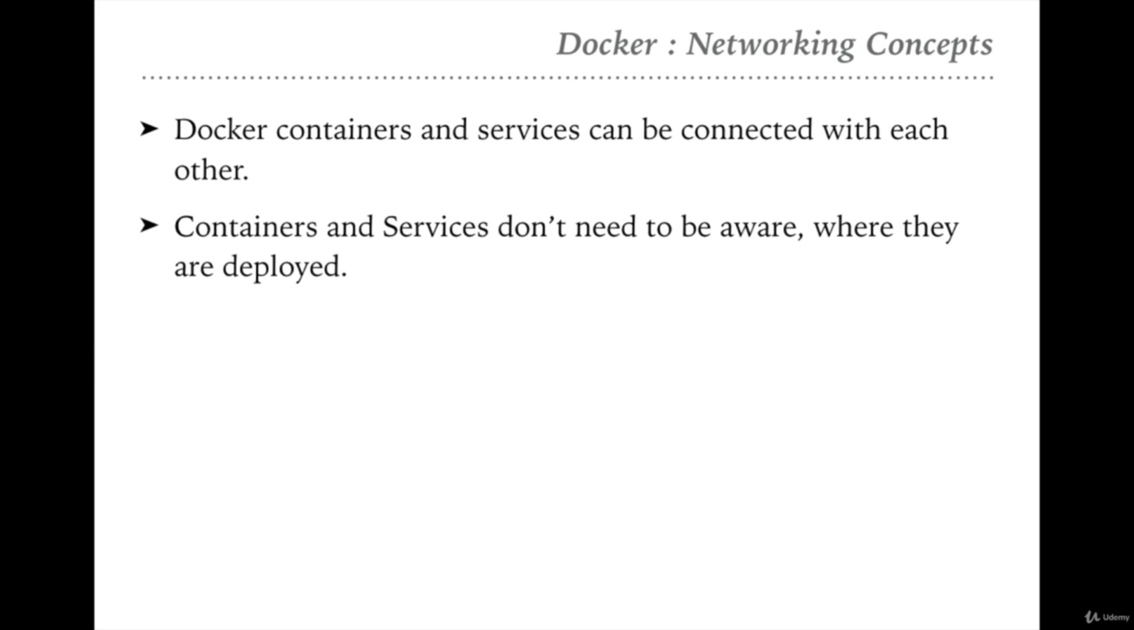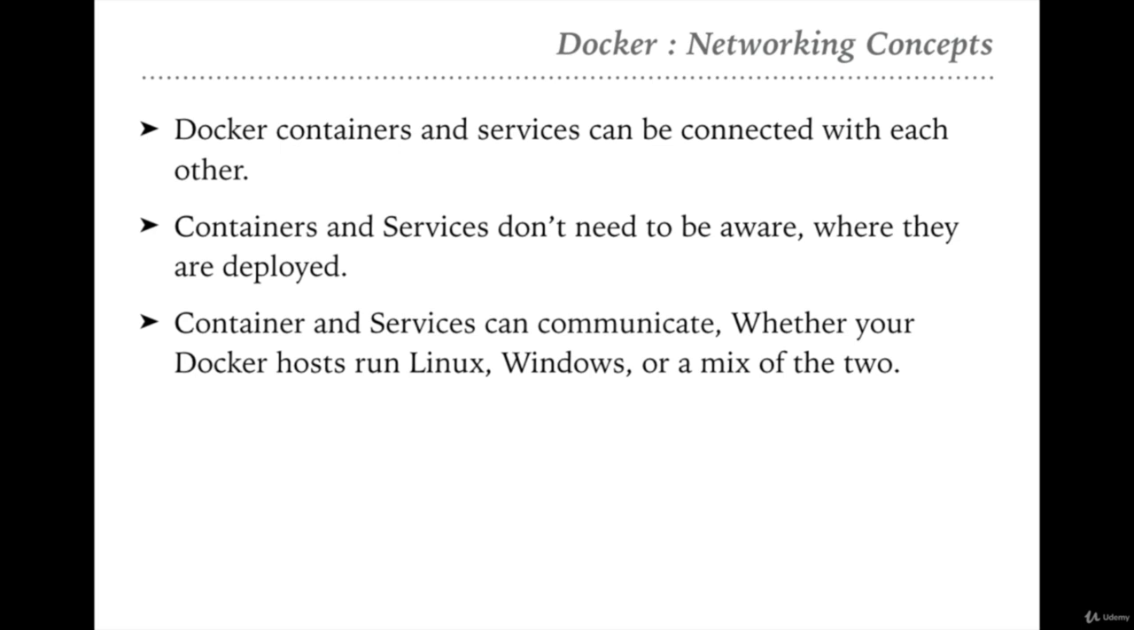It may be possible that one of your Docker hosts is on a Windows machine and another on a Linux machine, and you are running two containers, one on Windows and another on Linux. In that case, both containers must know about the bridge, the network they need to use. They don't need to bother about the hosting system. Containers and services can communicate whether your Docker host runs on Linux, Windows or a mix of the two. We have already discussed this.